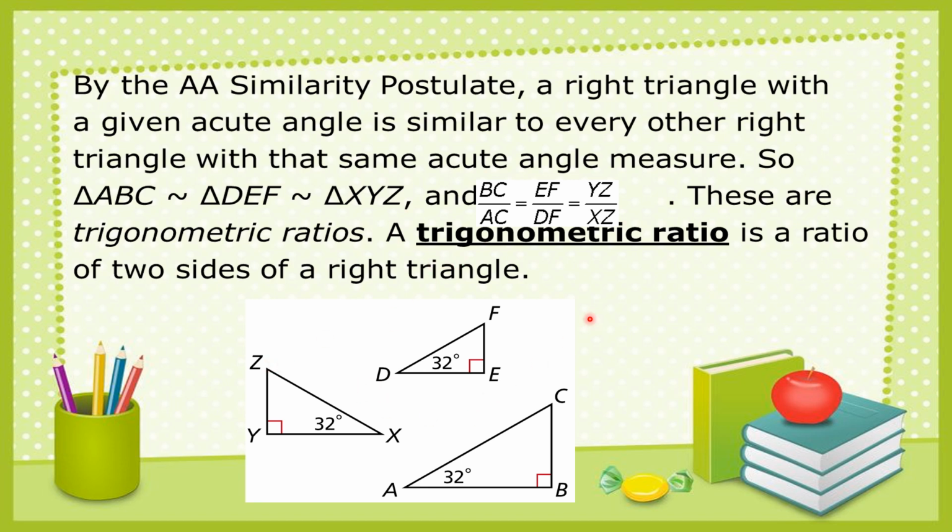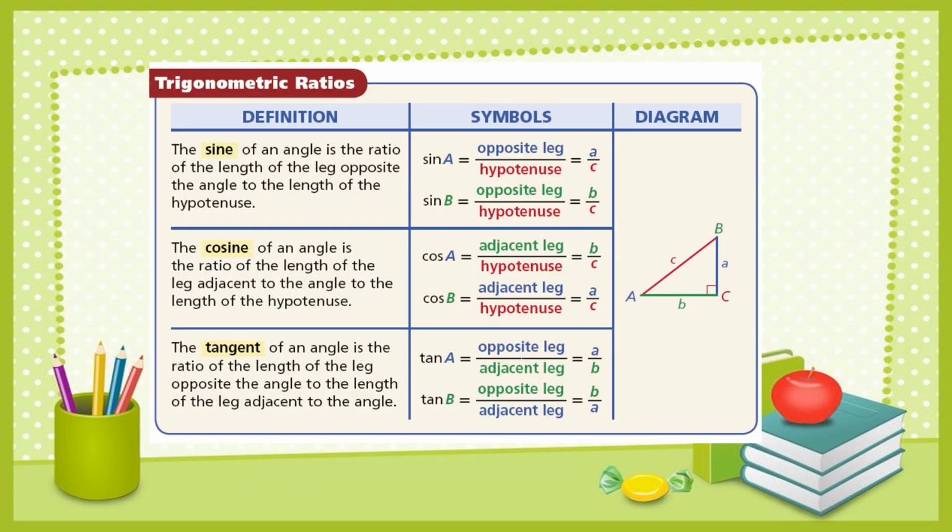Always remember, a trigonometric ratio is a ratio of two sides of a right triangle. So our trigonometric ratios, by definition, we have here our primary, we have our sine. This one is just a short recap of what we have learned last meeting: sine, cosine, and tangent. We also have here our symbols and the diagram itself. So in this given diagram, we have triangle ABC.